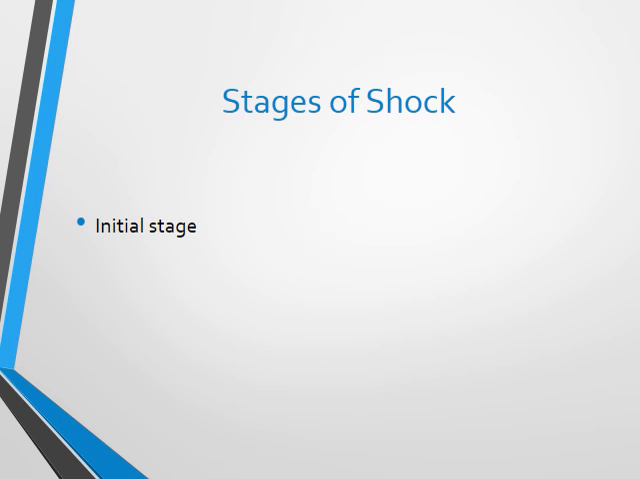The next stage is the irreversible or refractory stage. In this stage, it doesn't matter what your body type was before. If it gets to this stage, death is pending. Before that, you will have multiple organ dysfunction syndrome. You have cellular necrosis, decreased myocardial contractility, decreased vascular tone, and your whole body is just shutting down, and this is where death is imminent.